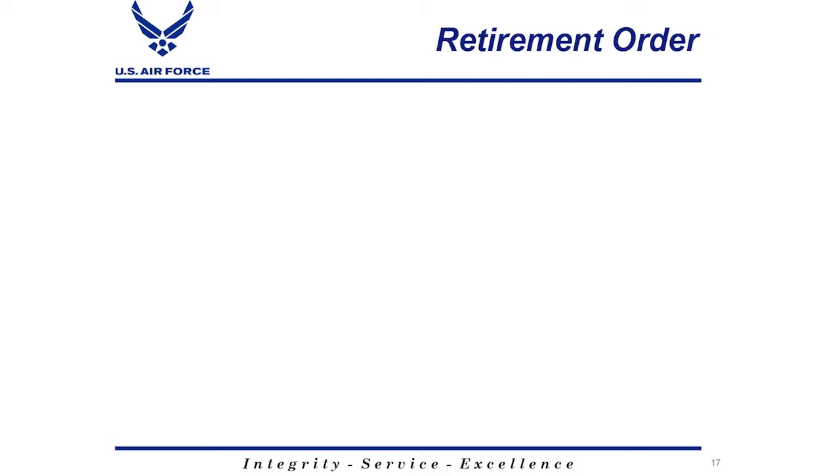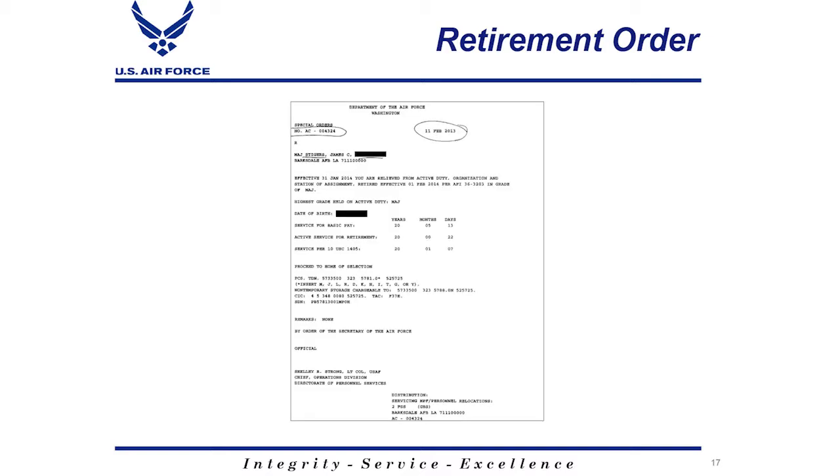This is the first of the plain bond paper orders, the retirement order. Everything is listed right in front of you, from the order number to the effective date of retirement, highest grade achieved, birth date, service for basic pay, active service for retirement, service per Title 10, proceed to home of record, funding for PCS and non-temporary storage, remarks and authority.